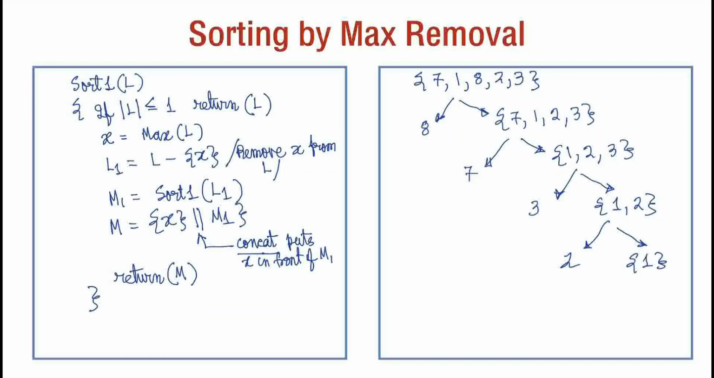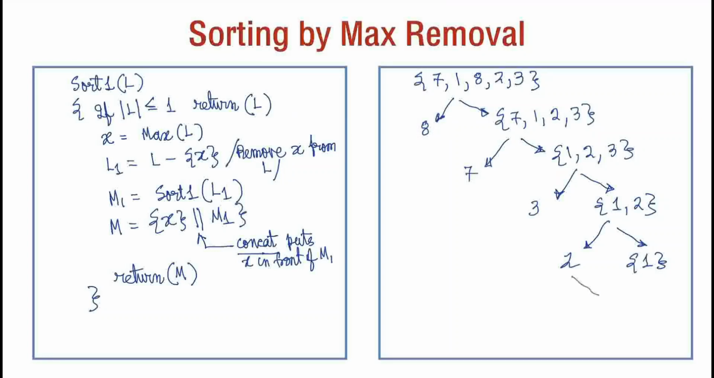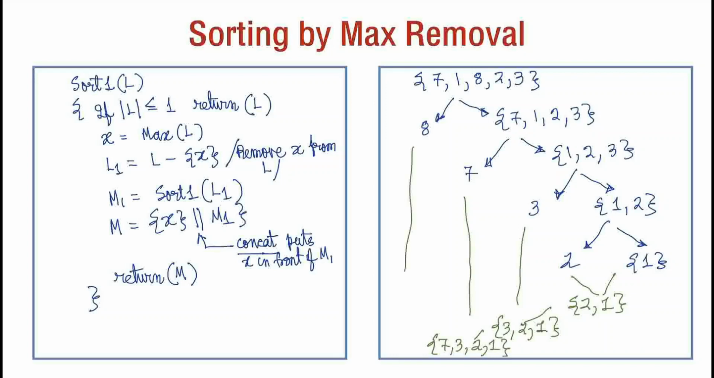And then at this point in time, the recompositions will start occurring. And how will the recompositions occur? Here this will form 2, 1. This will recompose here to form 3, 2, 1. This will recompose to form 7, 3, 2, 1. And finally this and this will recompose to form my final solution 8, 7, 3, 2, 1.